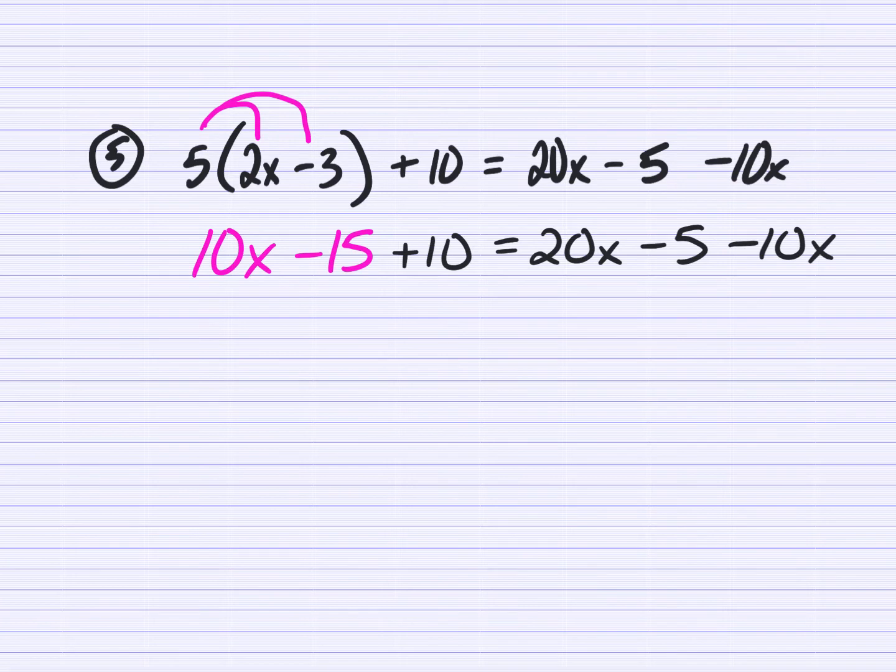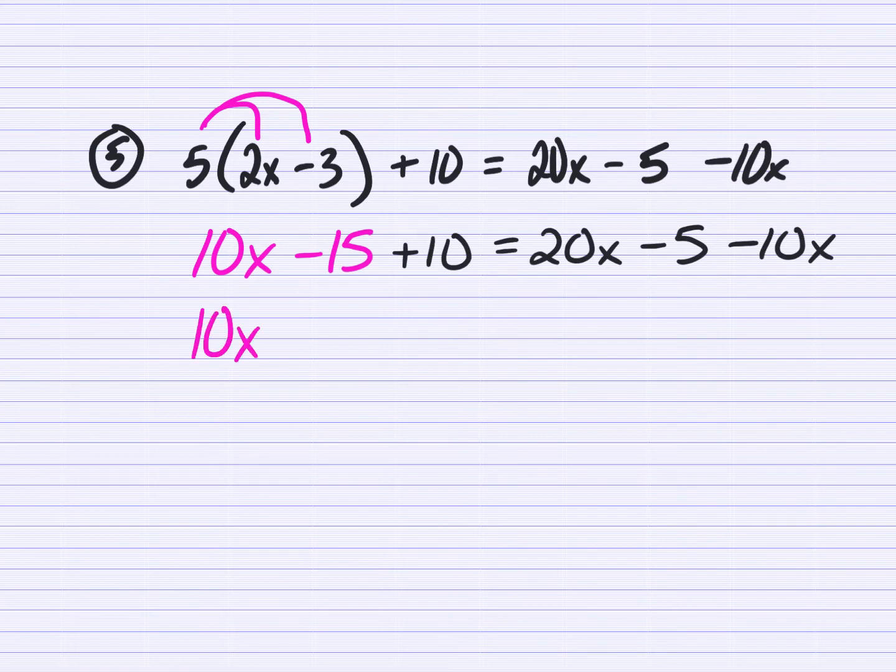Okay, now from here, I see a lot of like terms. For instance, on the left-hand side, do you guys see negative 15 and positive 10? Well, they're on the same side, so I don't need an upside down t to get them together. I can just put them together where they're at. On the right-hand side, I see like terms 20x and negative 10x. Again, they're on the same side, so I don't need an upside down t to get them together. So that's what I'm going to do first.